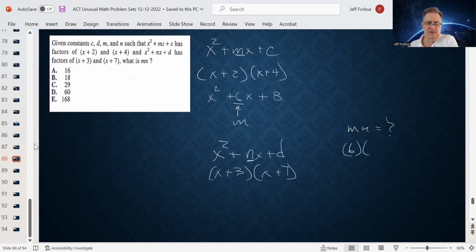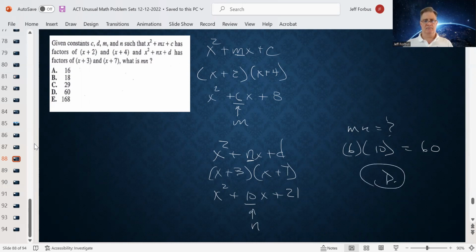Now we need to figure out n. So this one's going to be x times x is x squared. And then x times 7 is 7x. 3 times x is 3x. That's going to give us a 10x. And then 3 times 7 is going to give us a 21. Now, 10 is our value for n. So multiply 10 times 6. That's going to give you 60. So therefore, that's going to give us answer choice D, as in dog. All right, let's move on.